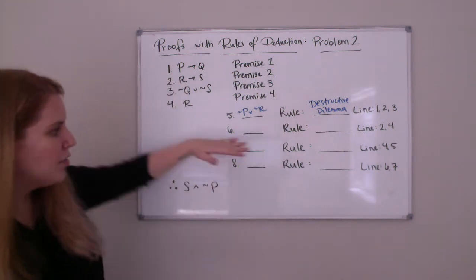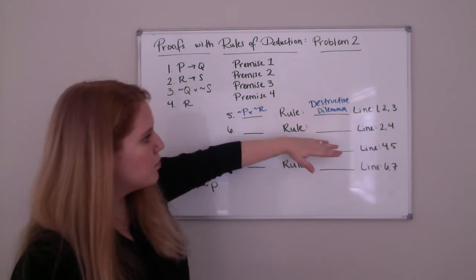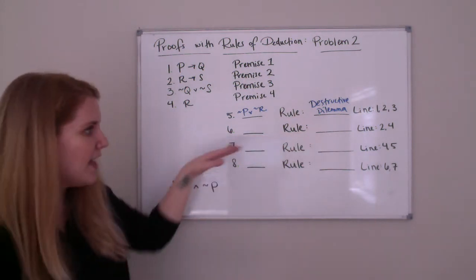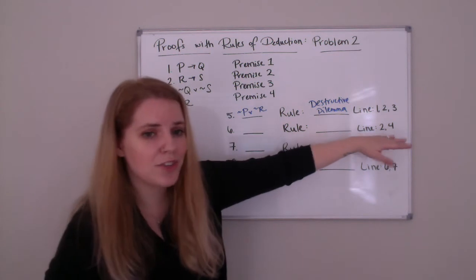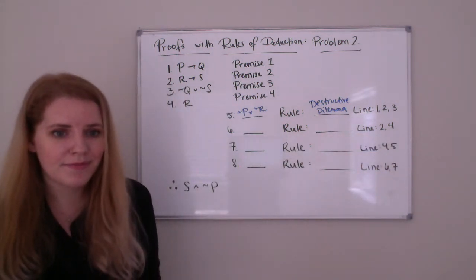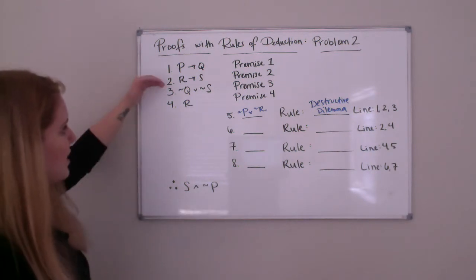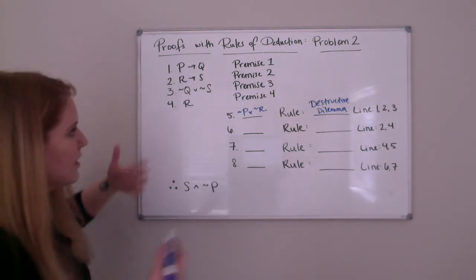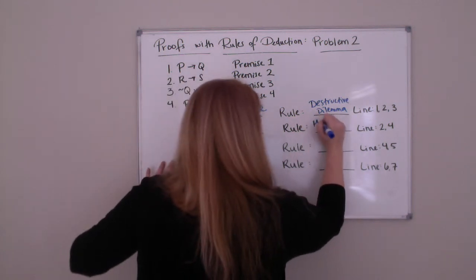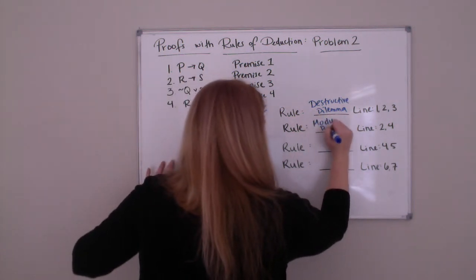Okay, so now we're going to go down to line 6. What rule, and let's do both this time. So what's the claim that we can get using the information from lines 2 and 4? And what's the rule that we're going to use? Okay, lines 2 and 4 give us if R then S and R. So therefore we can derive S using modus ponens.